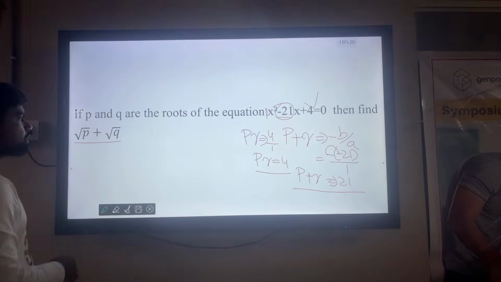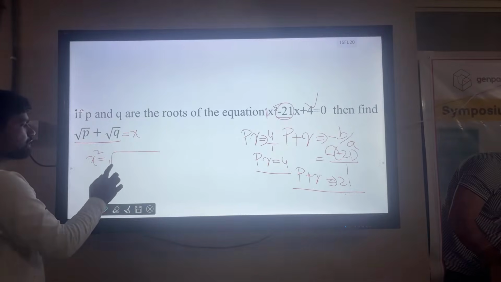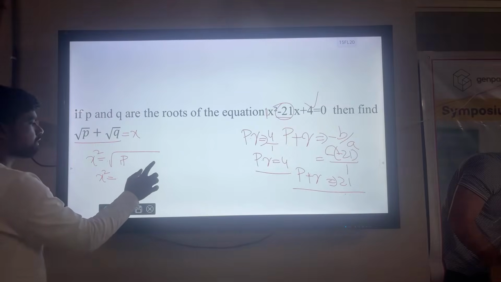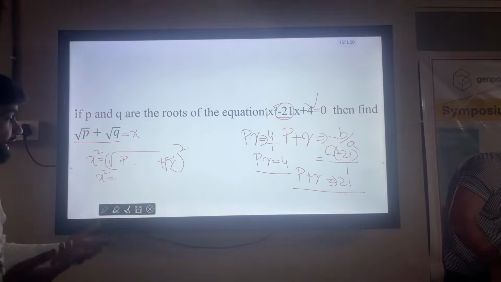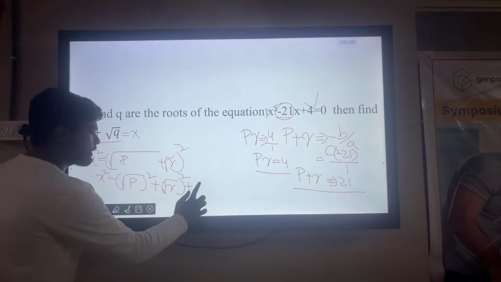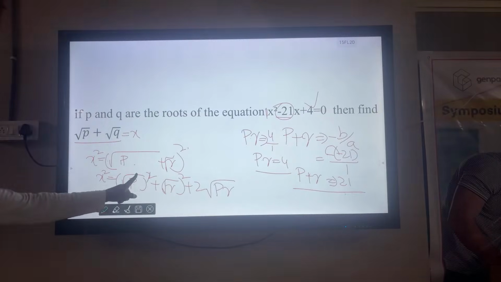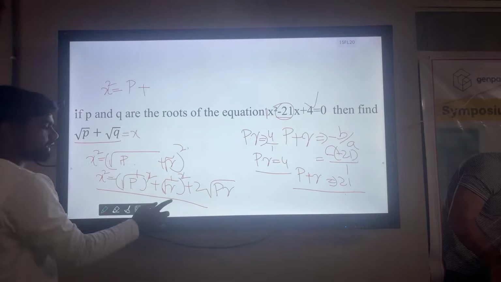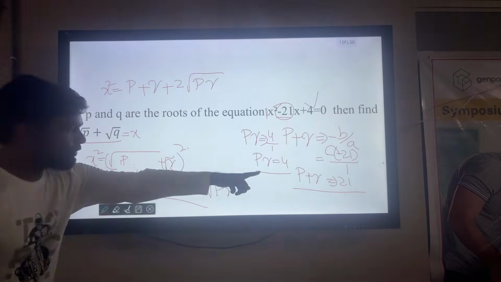I will assume this as x, and I am squaring on both sides. X square is equal to root P plus root Q, whole square. This is a and this is b. A plus b whole square is a square plus b square plus 2ab. 2ab is root P times root Q, which is root of P into Q. Square and root cancel. Finally, X square is equal to P plus Q plus 2 under root P into Q. P plus Q value we already got as 21.